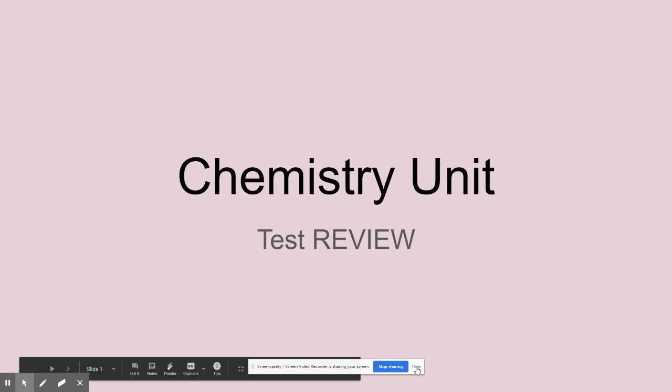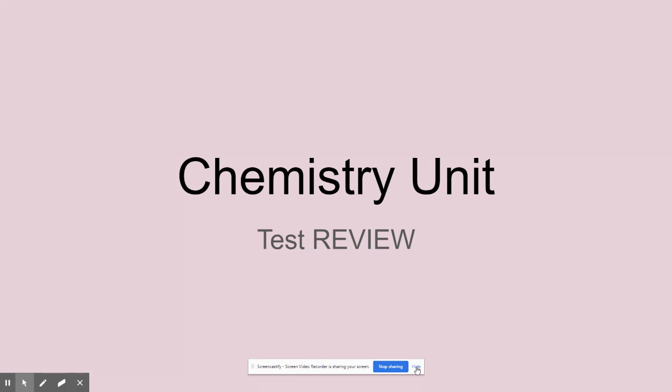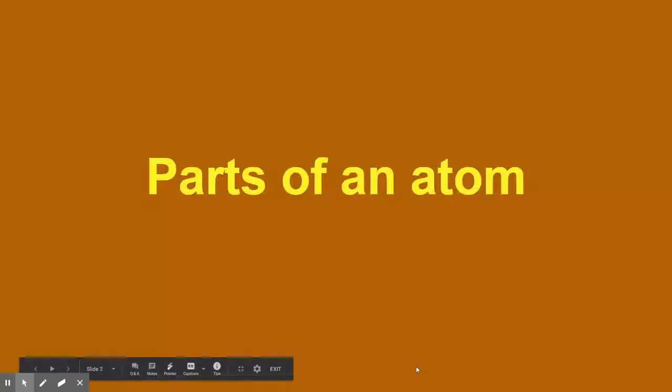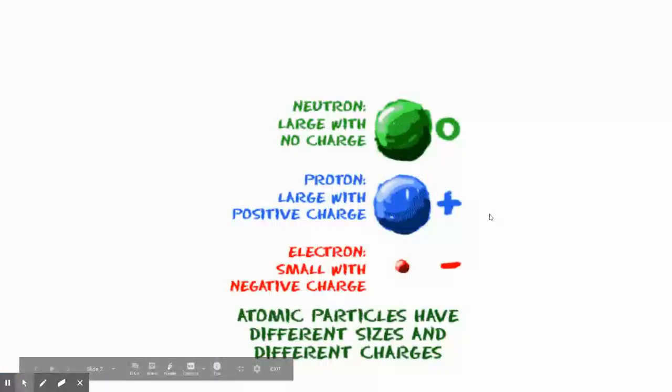We're going to have a chemistry unit test tomorrow, so today we're doing a test review. So let's talk about parts of an atom first. The three main parts are neutrons, protons, and electrons.